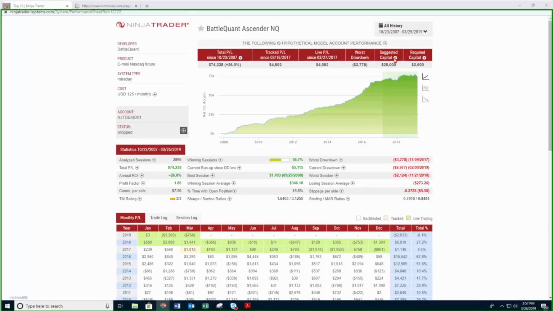And again, you can read the definition when you scroll over the plus sign. So the suggested capital is what we suggest. Not the developer, not anyone else. And we have an algorithmic way to come up with that number. The required capital is what we require you to have in the account in order to be able to trade the system. On a day trade system, at the end of the day, we look at the account.